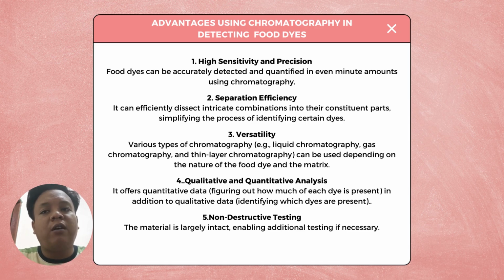That means that various types of chromatography, for example liquid chromatography, gas chromatography, and thin layer chromatography, can be used depending on the nature of the food dyes and the matrix. Number four, qualitative and quantitative analysis. It offers quantitative data, figuring out how much of each dye is present, in addition to qualitative data identifying which dyes are present. And lastly, number five, non-destructive testing. That means that the material is largely intact, enabling additional testing if necessary.